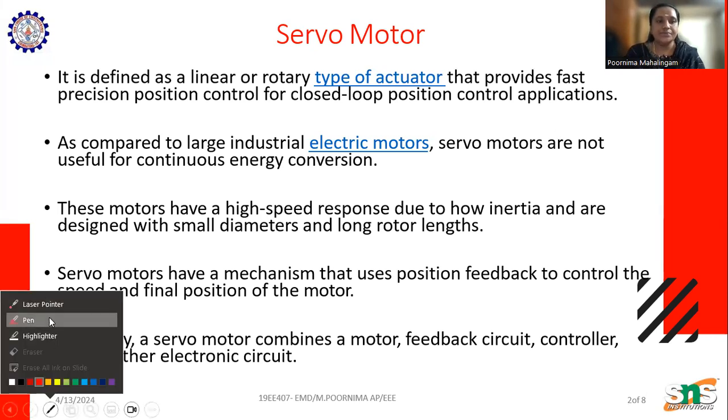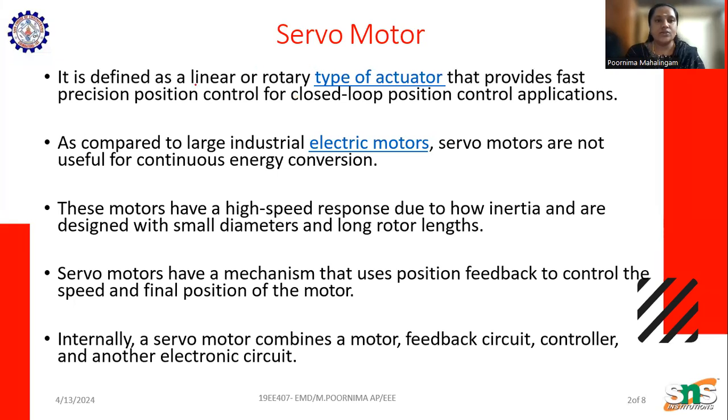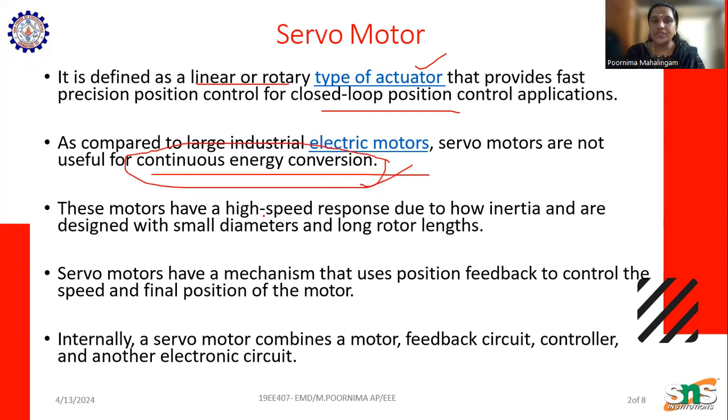What is a servo motor? It is defined as a linear or rotary type of actuator and provides fast, precise position control, closed loop control. Compared to large industrial electric motors, servo motors are not useful for continuous energy conversion. It has a high speed response due to low inertia and is designed with a small diameter and long rotational length.